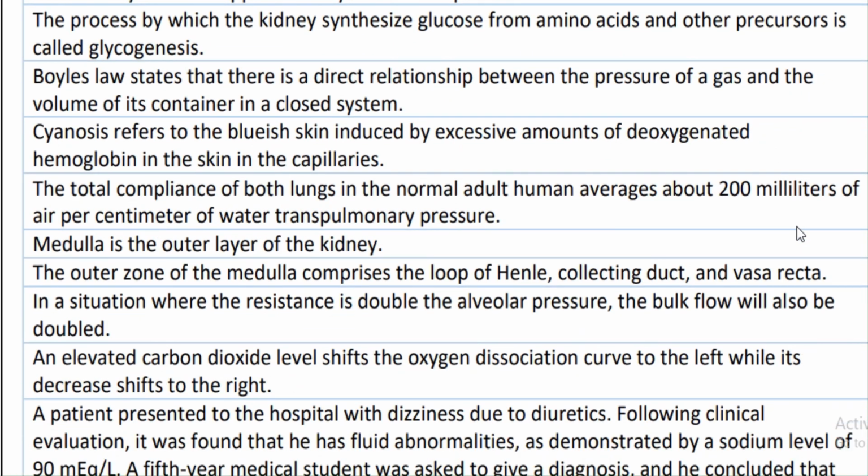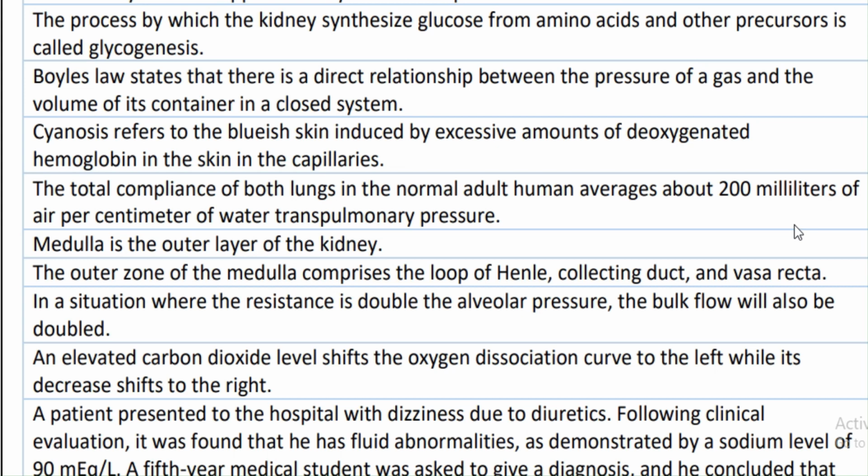Total compliance of both lungs in the normal adult human average about 200 milliliters of air per centimeter of water transpulmonary pressure. This is true. Medulla is the outer layer of kidney. False. Outer zone of medulla comprises the loop of Henle, collecting duct, and vasa recta.